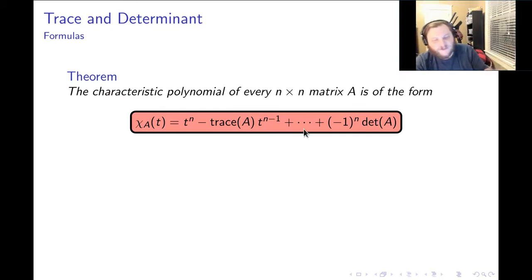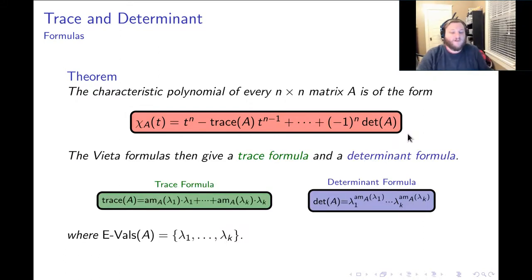Then, generally, there's a bunch of other terms, and then we get to the constant coefficient of the polynomial, which is always negative 1 to the degree, so that's negative 1 to the size of the matrix, multiplied by the determinant of the matrix. So two of the coefficients inside of the characteristic polynomial, the coefficient of the t to the n minus first term and the constant coefficient, are related to the trace of the matrix and the determinant of the matrix. And those are exactly the two coefficients that our Vieta formulas relate to the roots of the polynomial, which in our case now are the eigenvalues.